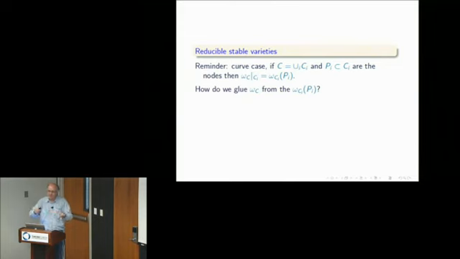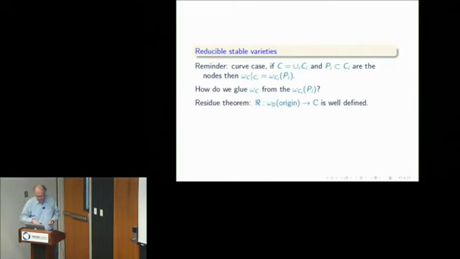Now if they meet at just one point, it's not a problem, but if they meet at two different points, then suddenly you can't normalize them, and you get a C star versus of different line bundles on the union of these two. So why is this not a problem for us? Well, this is given by the residue theorem.